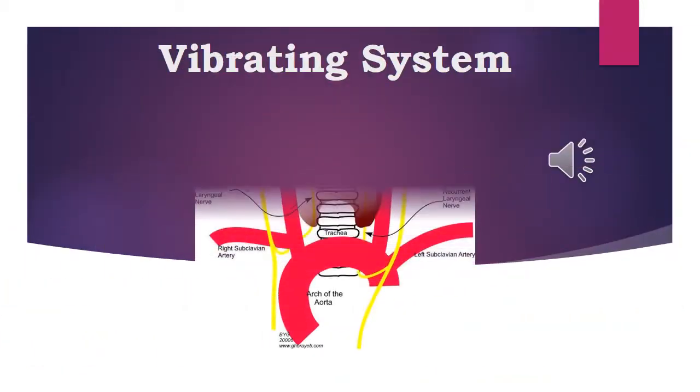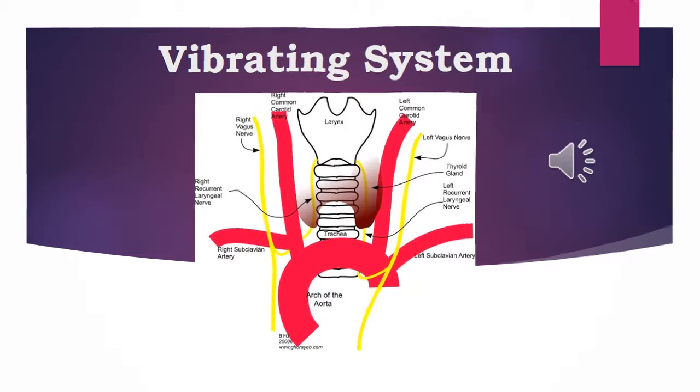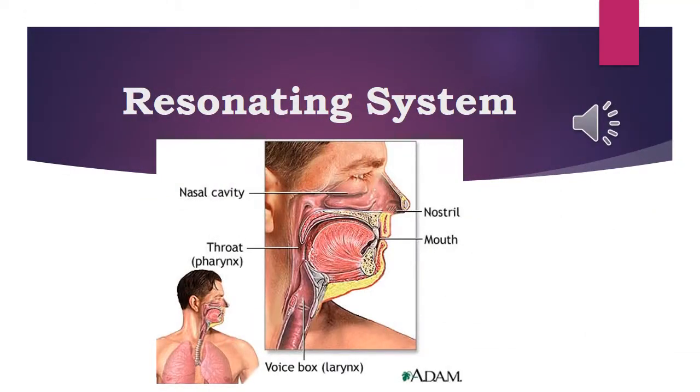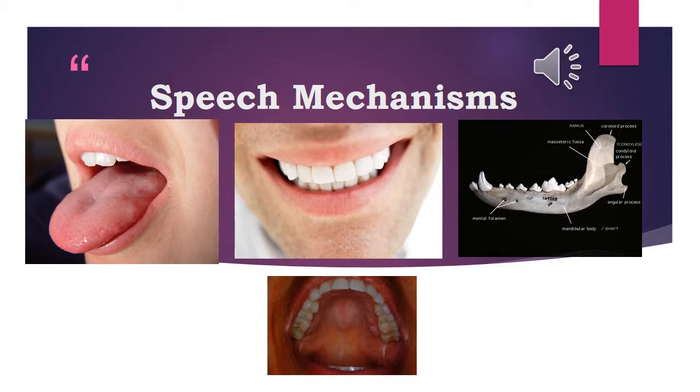The vibrating system consists of the larynx and vocal folds. These vibrate to produce the sounds and pitch of speech. The resonating system consists of the oral and nasal cavities where speech sounds are formed. Speech mechanisms consist of the various parts of the body, such as the tongue, lips, teeth, mandible, and palate that are required for producing speech.